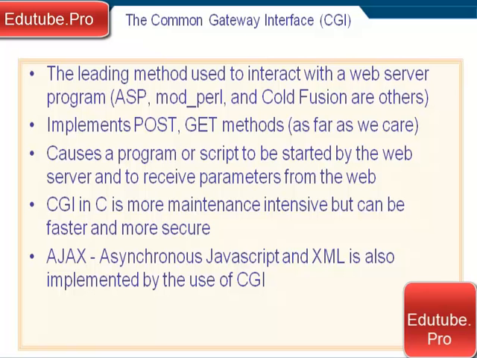Now, CGI written in C is more maintenance intensive. It used to be the way things were always done. That's why the CGI-bin is still a common place to put executables. Well, we're not going to do that because we're just going to be on our own little server here. We're not going to worry about CGI-bin, but that's where you'll see the vast majority of CGI programs sit.